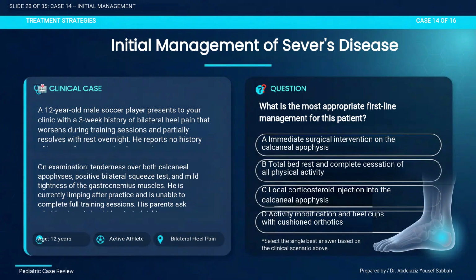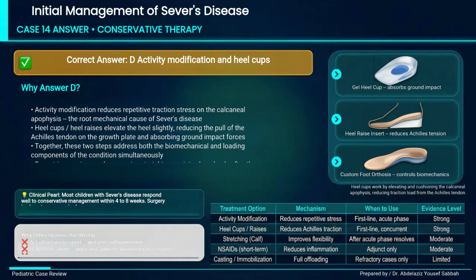Option A, immediate surgical intervention on the calcaneal apophysis. Option B, total bed rest and complete cessation of all physical activity. Option C, local corticosteroid injection into the calcaneal apophysis. Option D, activity modification and heel cups with cushioned orthotics. The correct answer is option D, activity modification and heel cups with cushioned orthotics.